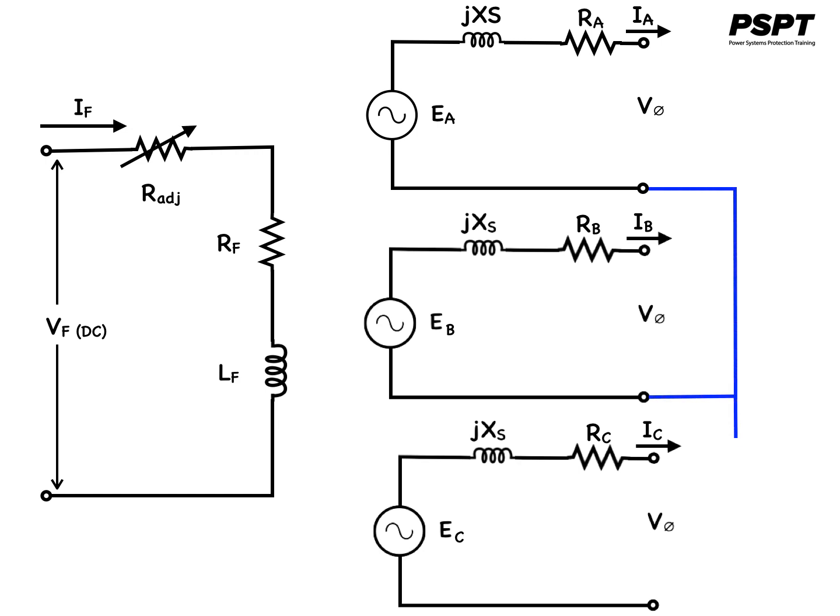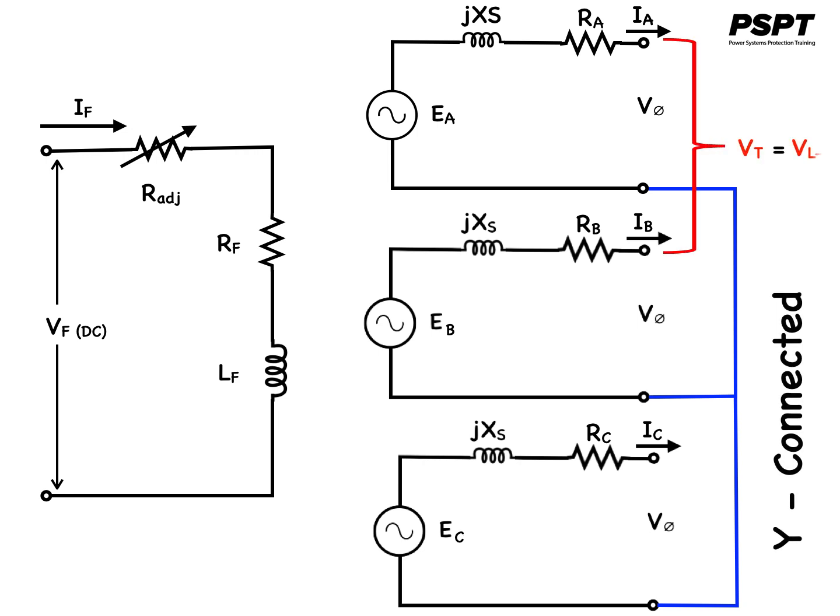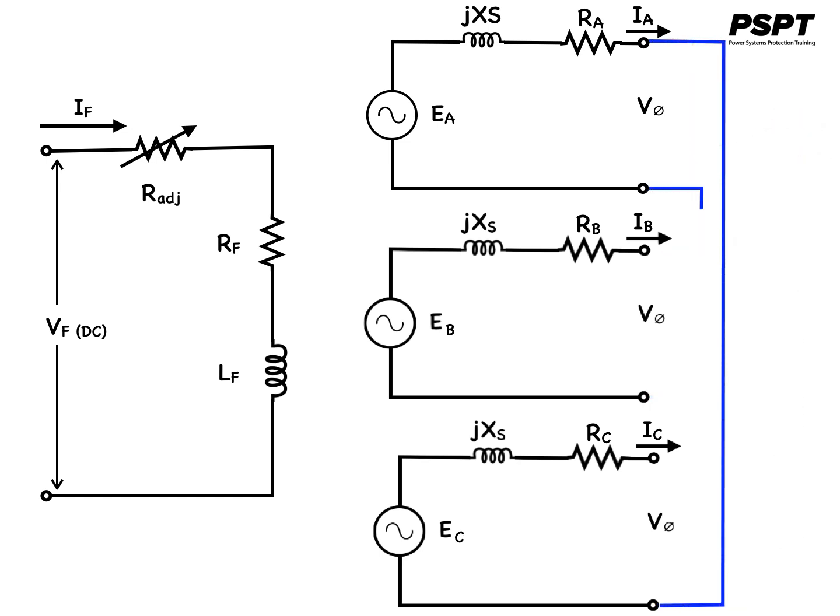These three phases can be either, as we've seen before, Y connected with a line-to-line terminal voltage VT related to the line to neutral voltage by a factor of √3. Or it could be connected delta, as you see here, with VT equal to V phase or V phi.